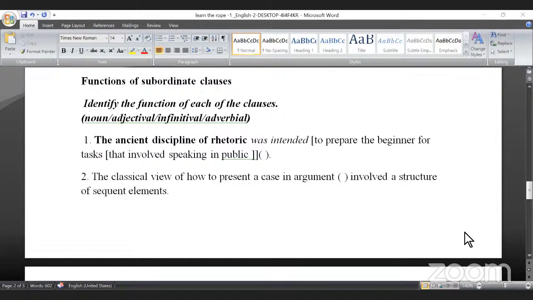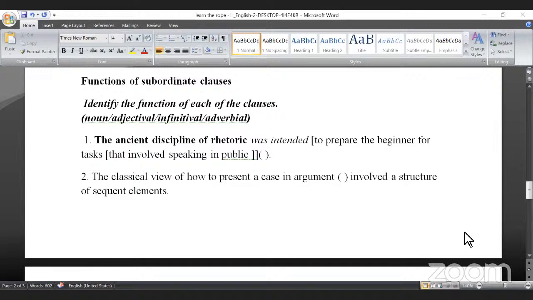It does not have a proper verb that can give it a tense. When you consider the whole clause, "to prepare the beginners for tasks that involve speaking in public" is tenseless, which is why you call it infinitival. This is one form of infinitival clause.